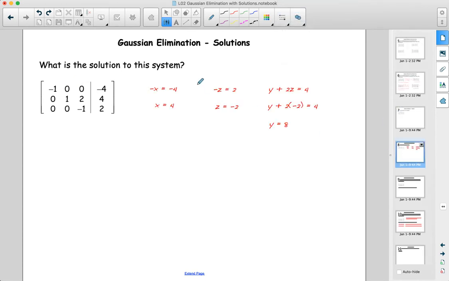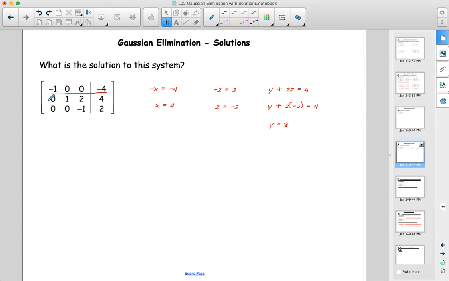Resuming to take this up, from the top row, I'm going to get negative x equals -4. Technically, it would be negative x plus 0y plus 0z equals -4, but I'm not going to write those. Negative x equals -4, so x is 4. Well, the bottom row is telling me that 0x plus 0y minus z is 2, so I'm just going to write negative z is 2, so z is -2.